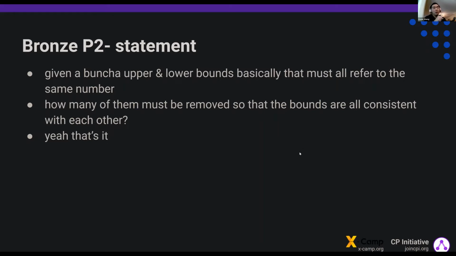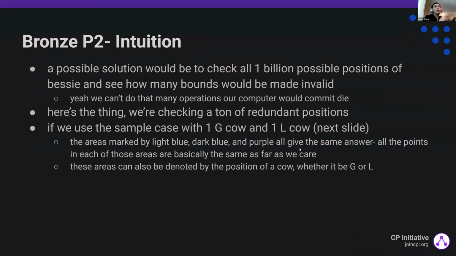So a possible solution would be to check all 1 billion possible positions of Bessie and see how many bounds would be made invalid. And that would be 1 billion times 10 to the 5th for each run. That would be 10 to the 14th. I don't know about you, but my computer isn't that beefy. And USACO's grader definitely isn't that beefy either. Our computer would die.